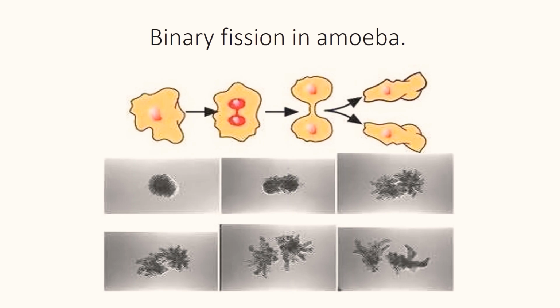The division may take place in any direction. This is called irregular binary fission. This division involves the nuclear division, which is followed by cytoplasmic division and is completed in interphase, prophase, metaphase, anaphase, telophase, and ultimately cytokinesis.